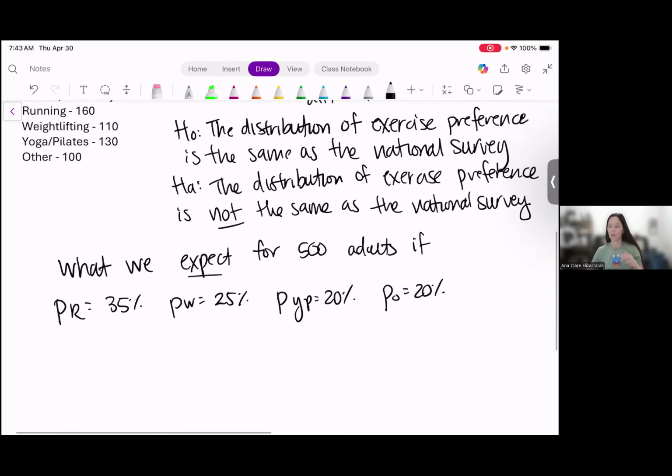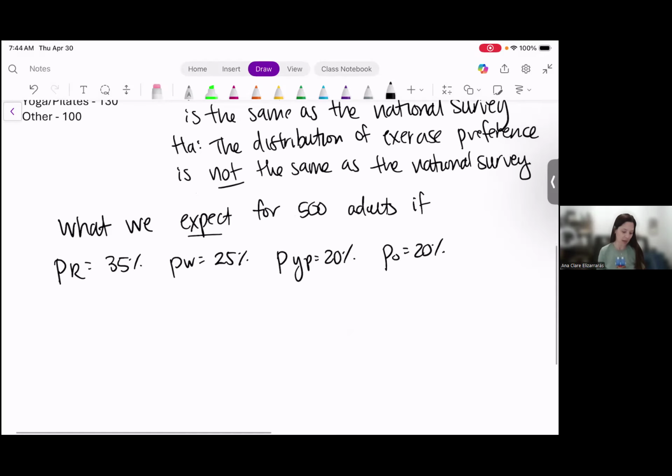So we have these categories of what we would expect: the running to be 35%, weightlifting to be 25%, yoga Pilates to be 20%, and other to be 20%. And so if we expect those to be true, then we need to figure out what is 35% of 500. So we would take 500 times 0.35, and that would give us 175. So if it really was 35% of those 500, we would assume that 175 would prefer running, assuming that the null is true. For the 25%, we do the same thing.